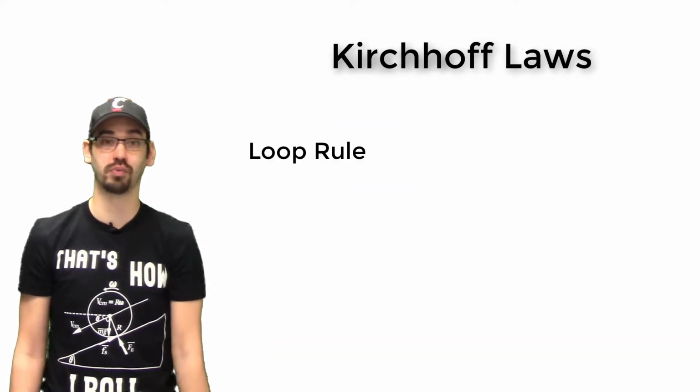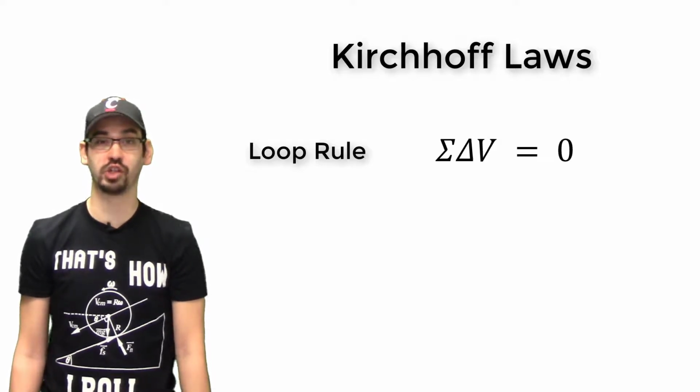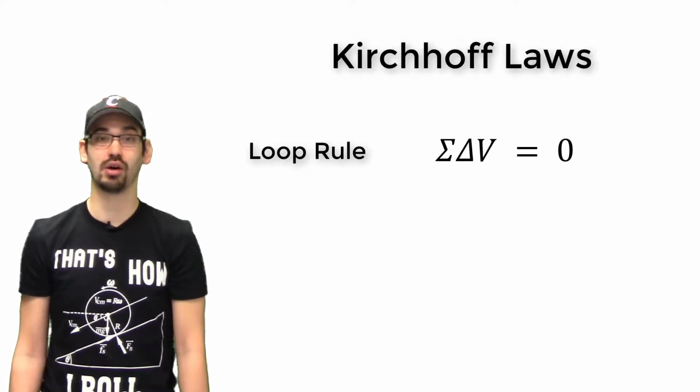In order to relate circuits to roller coasters, there are two things that we need to consider. The first is what's called Kirchhoff's Laws. These rules are a special case of what's called the continuity equation for charge and Faraday's law. The first of Kirchhoff's laws is what's called the loop rule. It says around any closed loop, the sum of changes in electric potential are zero.